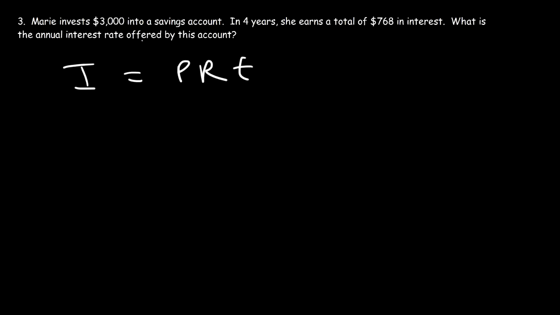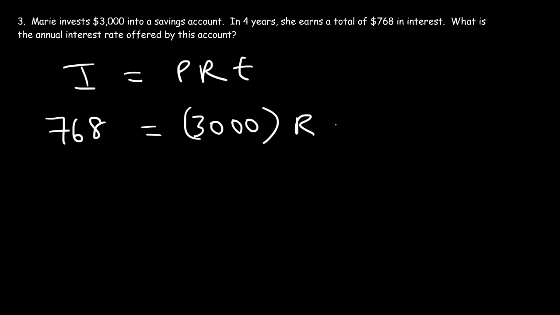The 3,000 is the amount of money she puts into the savings account. So that is the principal. The $768 is the interest, so we can replace I with that number. Now we're looking for the annual interest rate, so we need to find the value of R. T is 4. So first, let's multiply 3,000 by 4. That's going to be about 12,000.